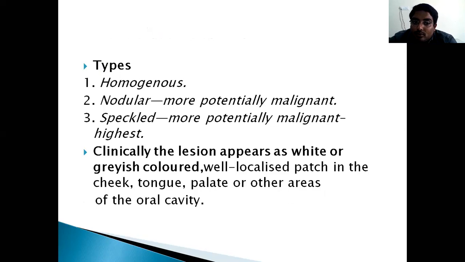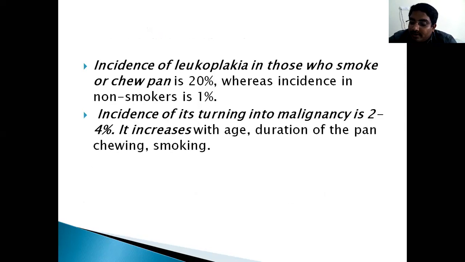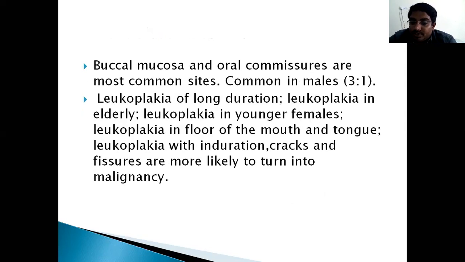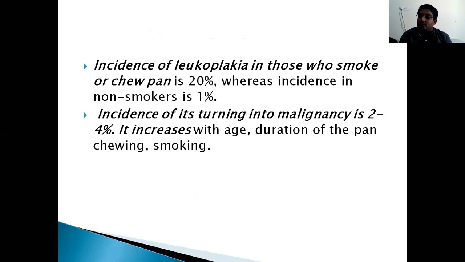Types. There are 3 types: homogeneous, nodular, and speckled. It is a white and grayish patch. It will be present on the cheek, tongue, palate, and other areas also. Most commonly it is present in the buccal mucosa and oral commissures. The incidence in smokers is 20%, and in non-smokers it is 1%. The rate of malignant transformation of leukoplakia is 2 to 4%. It increases with age and duration of pan chewing and smoking.